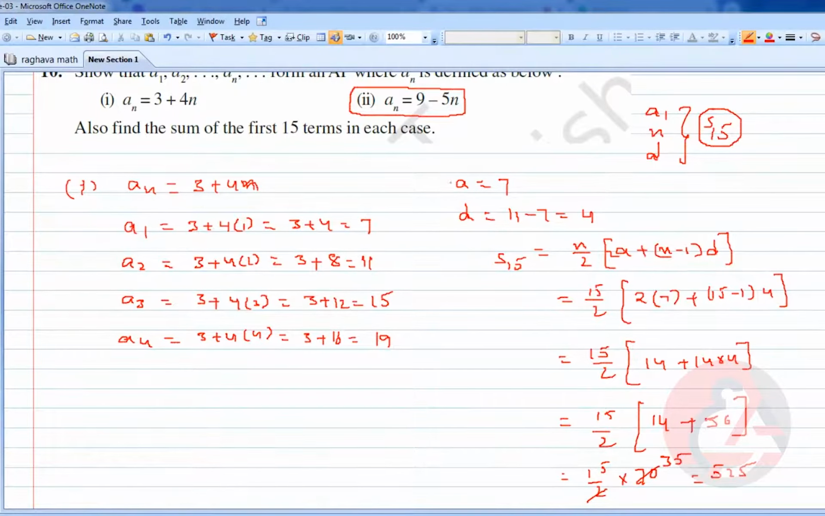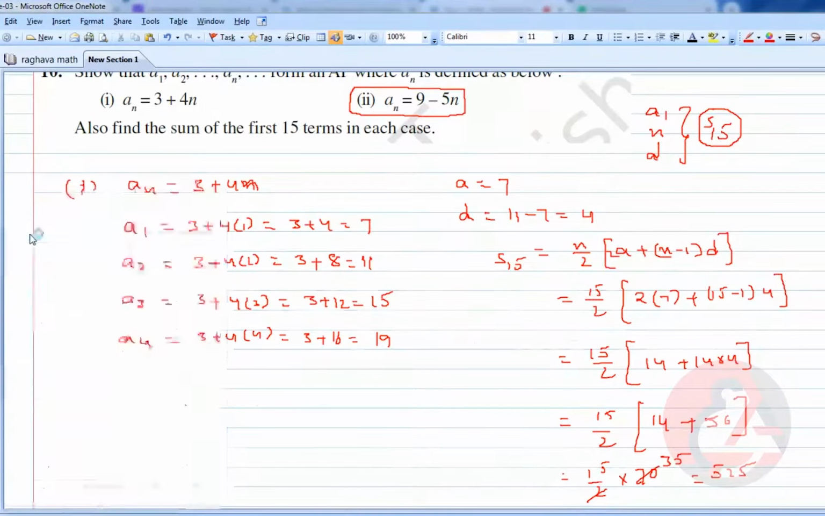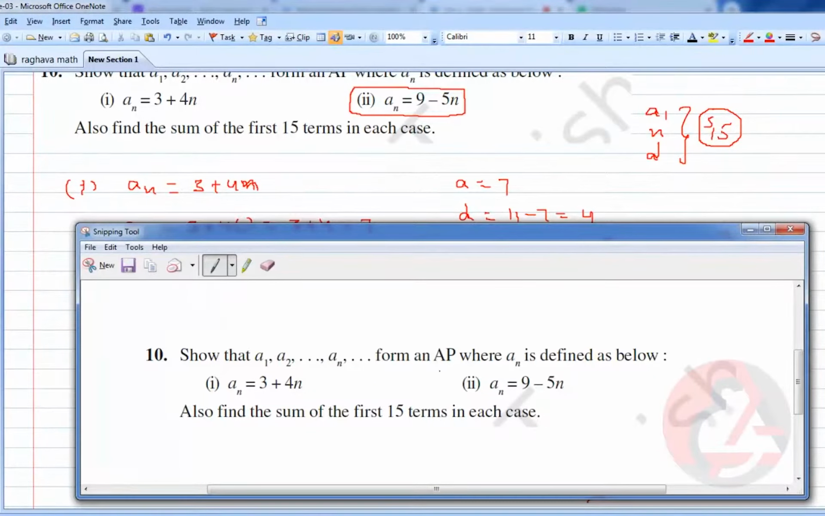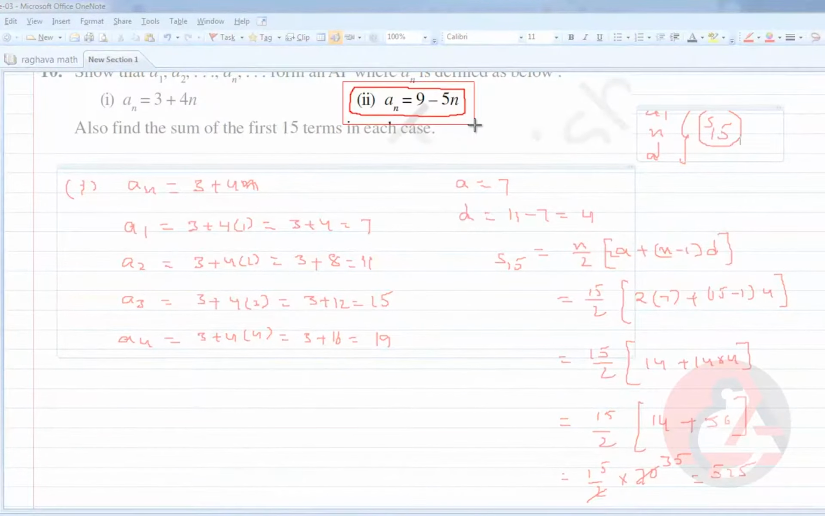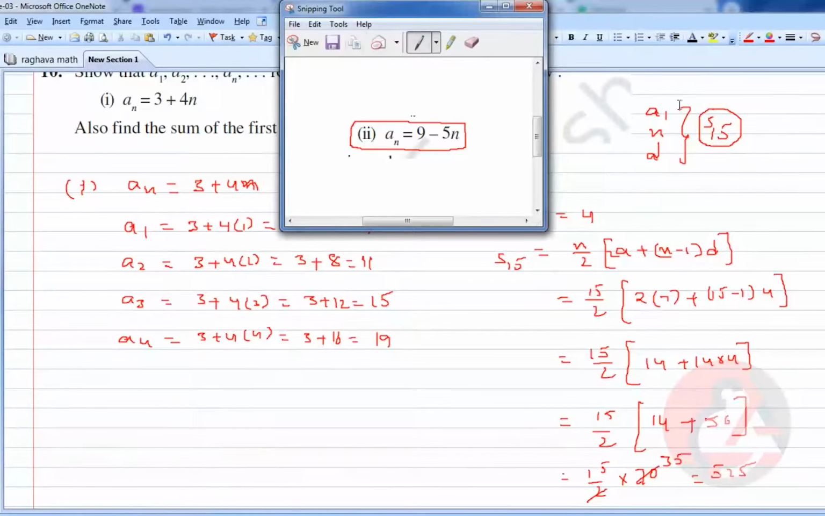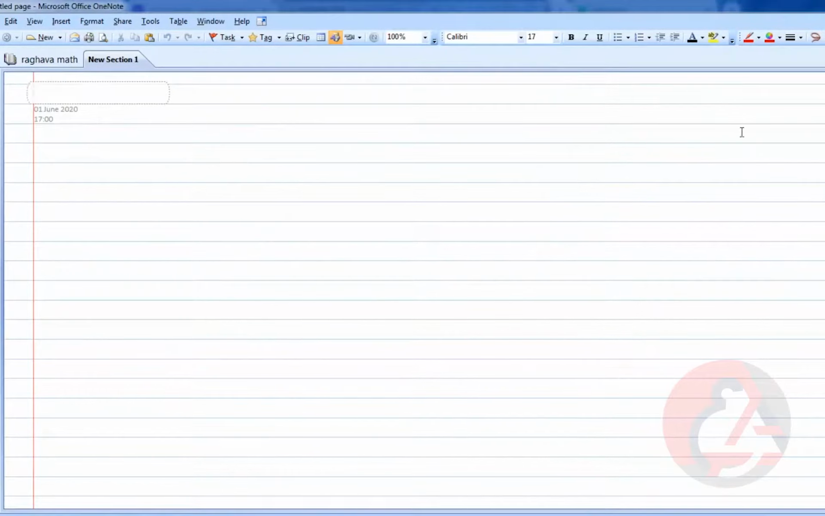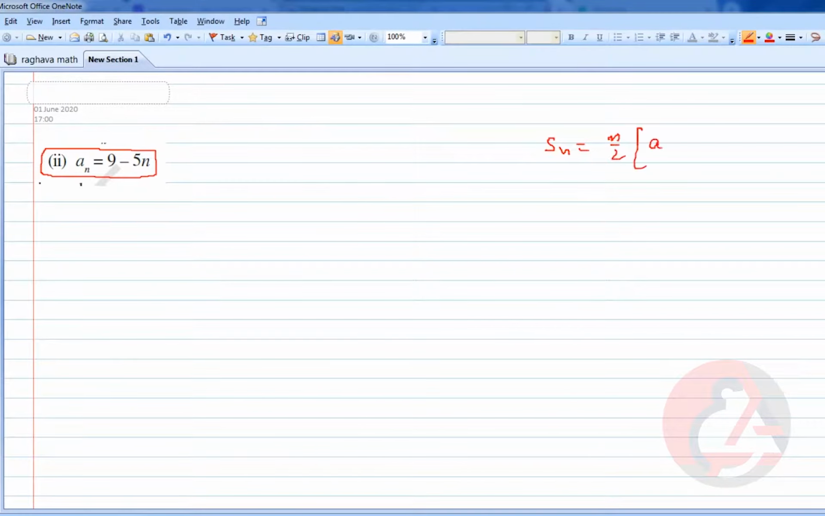I can do it by an alternate method, because we have two different formulas to find the sum of the terms. Here I am using the other one: Sn is equal to n by 2 into a plus l. He is asking for the S15 value, which means n is equal to 15. So you want a1 and a15.